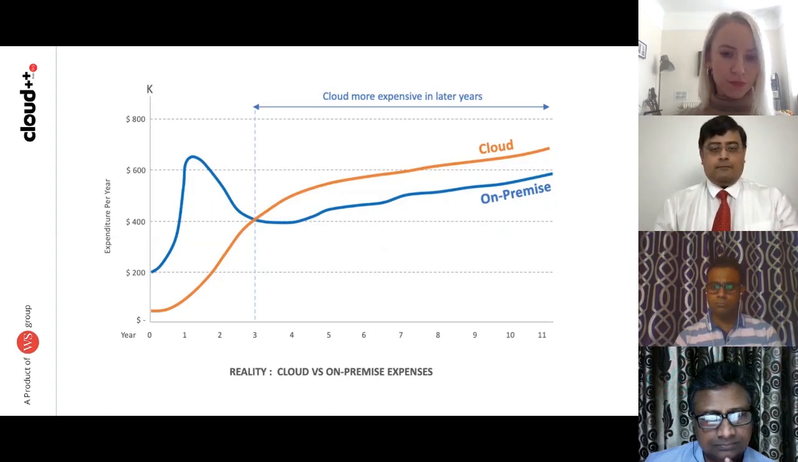I mean this graph, it shows that both the on-premise and the cloud, they both are on the rise after a couple of years. Which was not what we expected. And there are quite a good number of reasons again behind this.